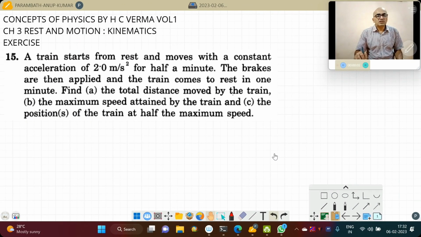Students, we are doing questions from Concepts of Physics by HC Verma, Volume 1, Chapter 3, Rest and Motion: Kinematics. We are doing exercise question number 15.